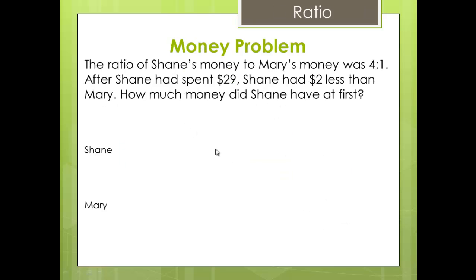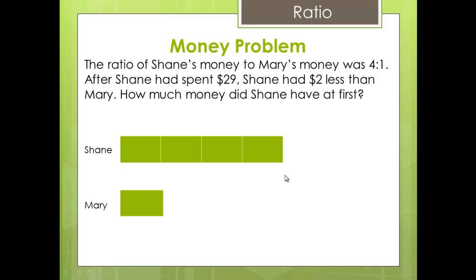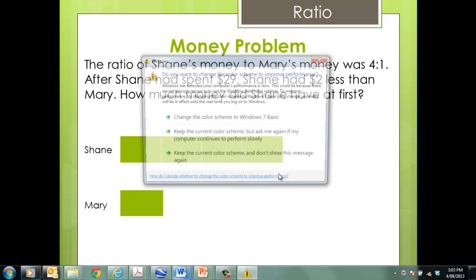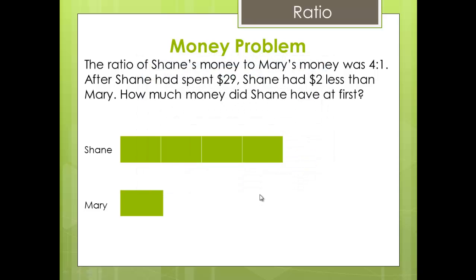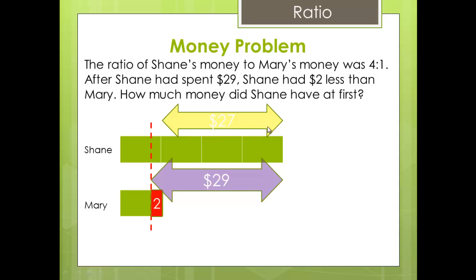So this one's an interesting one. The ratio of Shane's money to Mary's is 4:1. After Shane has spent $29, Shane has $2 less than Mary. How much money did Shane have at first? Well, we can represent Shane as 4 units, Mary as 1 unit. We take away the $29, and we know that that line there is equal to $2. So therefore we know this distance here has to be equal to $27.